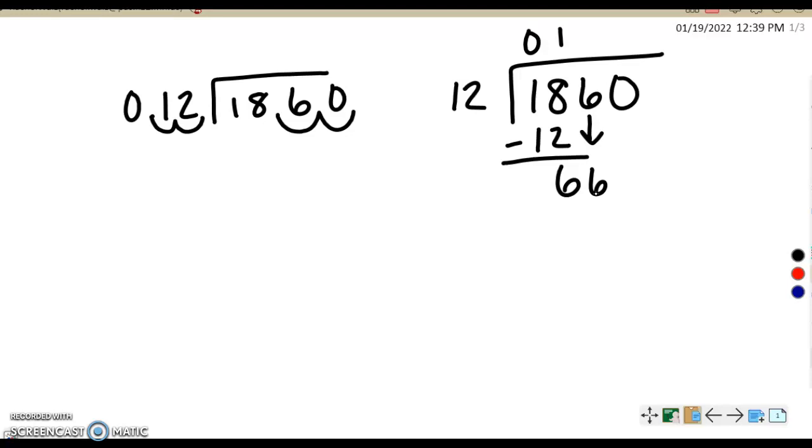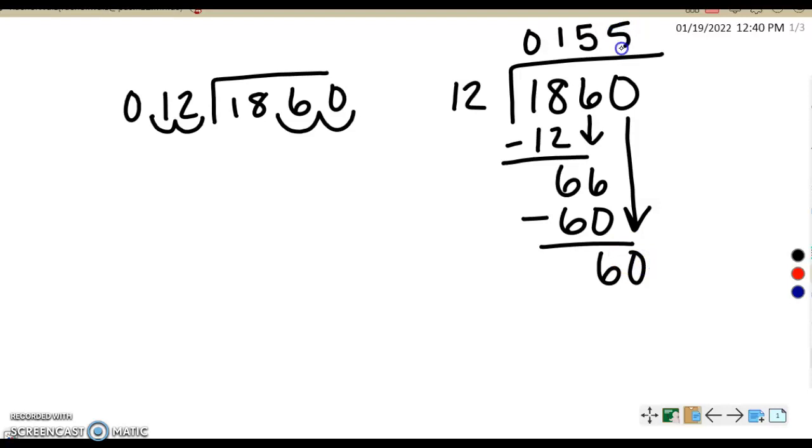12 goes into 66. I know that 12 times 5 is 60, and that's probably going to be the closest. So 12 times 5 is 60. Subtract, and get 6 left over. Bring down the 0. 12 goes into 60 5 times. 5 times 12 is 60. Subtract, and get 0 left over.